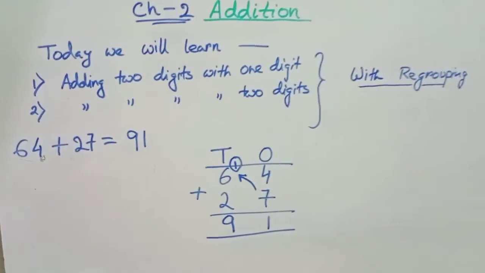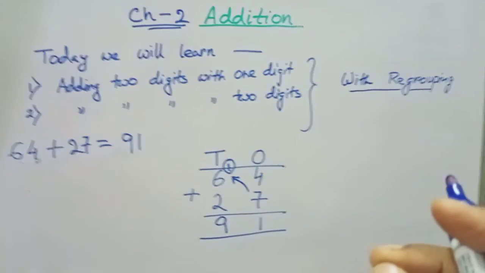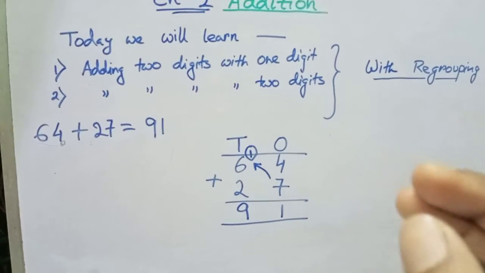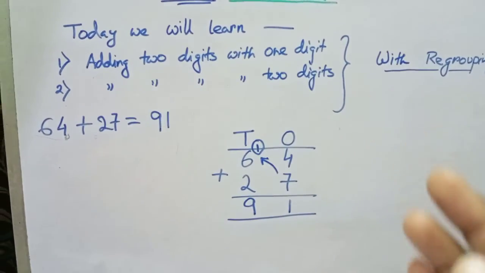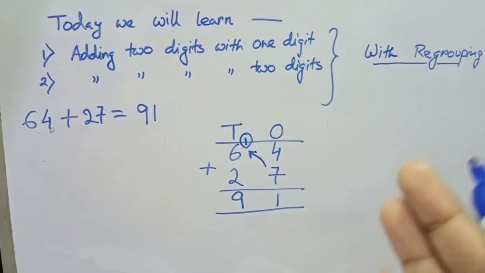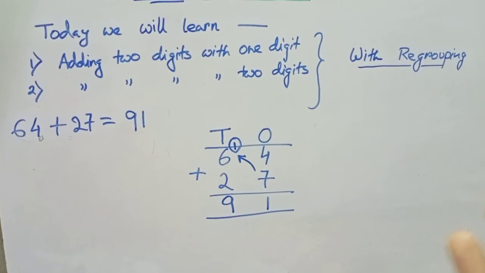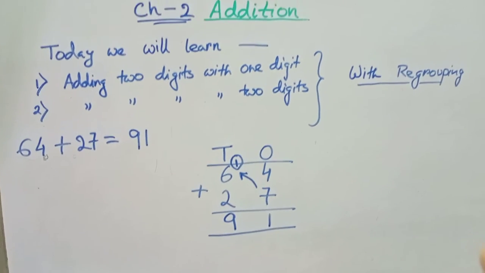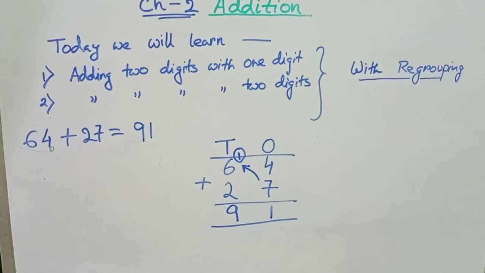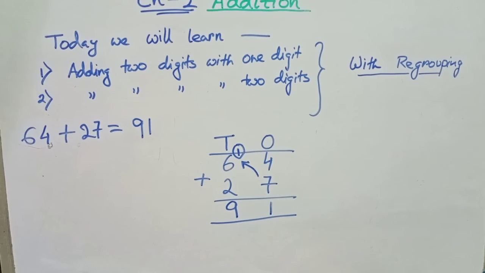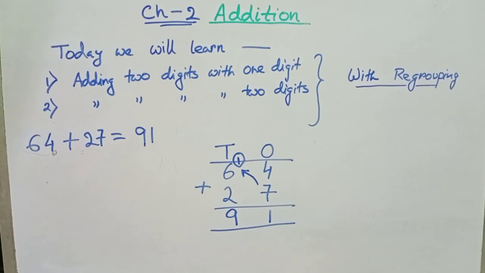So children, this is pretty simple. This is how we are going to do addition of two digits with one digit and two digits with regrouping. In the next class we are going to discuss addition of three numbers with regrouping and without regrouping.